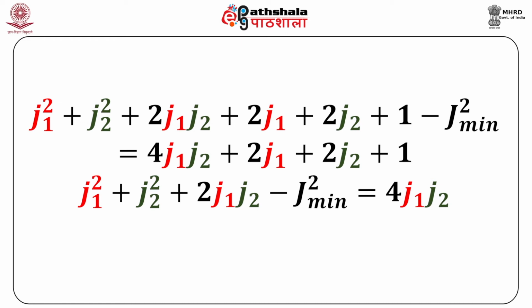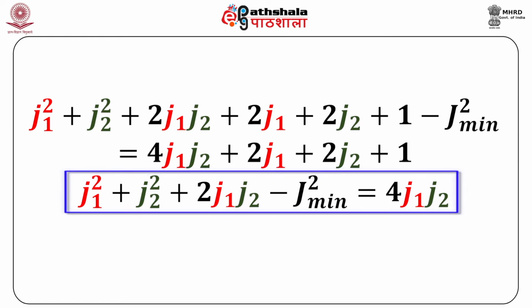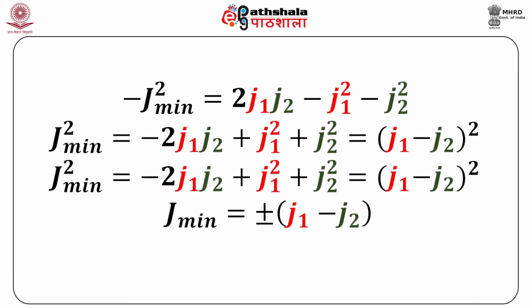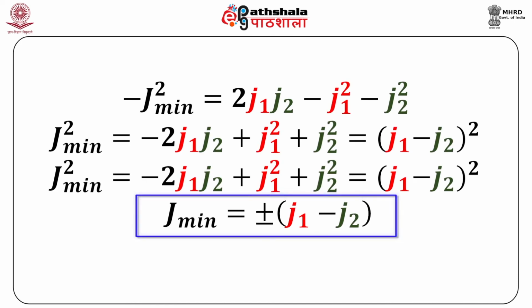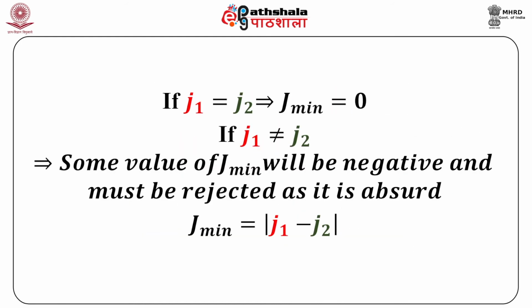Cancelling the like terms on both sides, the expression reduces to the form J1 square plus J2 square plus 2J1 J2 minus J min square equals 4J1 J2. This on further simplification gives the value of J minimum as plus minus J1 minus J2. Now if J1 is equal to J2, J minimum becomes 0. However, if J1 is not equal to J2, then the value is obtained by the difference of J1 and J2.